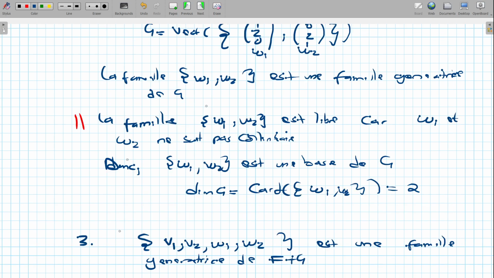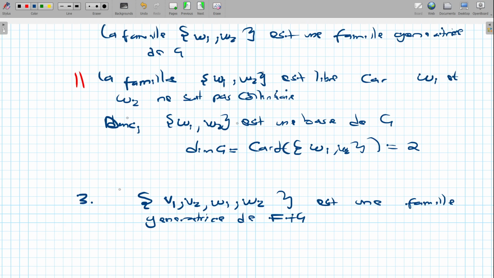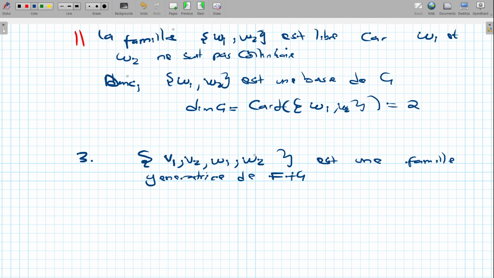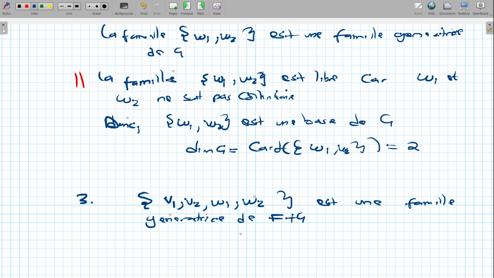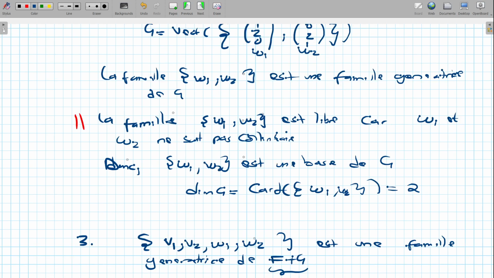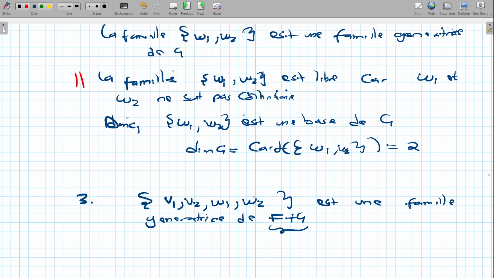So if you found the bases for F and you found the bases for G, and you take the union of the two bases that you found, that is V1, V2, these vectors coming from the basis of F, and then W1 and W2 coming from the basis of G, you're going to get a famille génératrice of this subspace, which is F plus G. That's la règle générale. If you take the union of the bases of F and G, you come up with a famille génératrice of this espace F plus G.